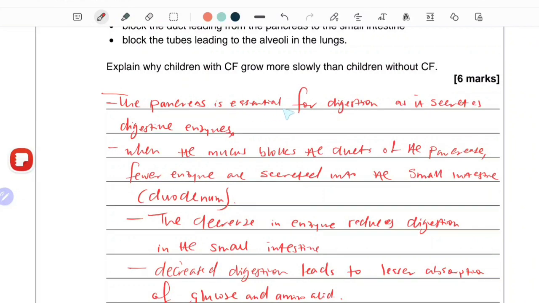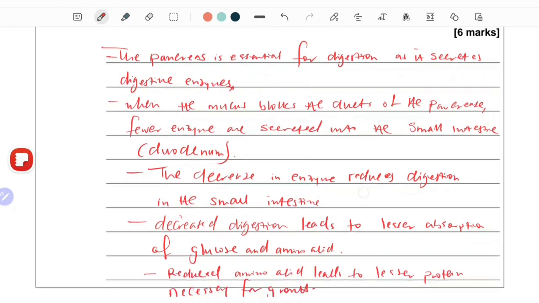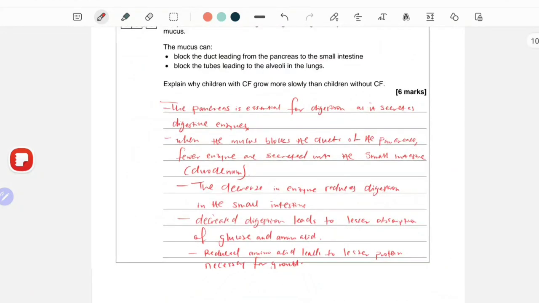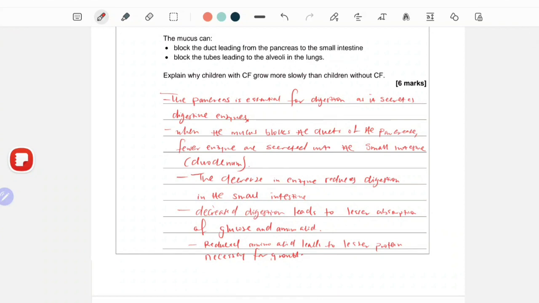The pancreas is essential for digestion as it secretes digestive enzymes. So when the mucus blocks the ducts of the pancreas, fewer enzymes are secreted into the small intestine, which is basically the duodenum. I have a video on that. Now, the decrease in enzymes reduces what? Digestion in the small intestine. A decrease in digestion leads to what? Less absorption of glucose and amino acids. And when these amounts of amino acids are reduced, that leads to what? Less protein available for growth. Can you see that linkage? You want to pause the video right now to see this whole thing.